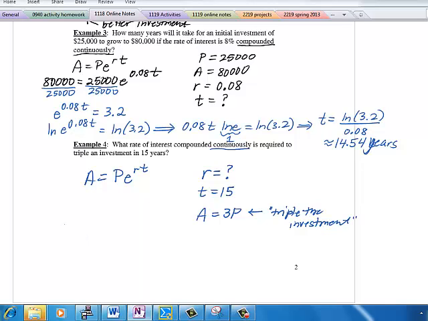So we would want to solve the account balance is 3 times the initial investment, the initial investment, e to the r that we don't know, times 15. So again, the variable that we're solving for is in the exponent, so we eventually want to take the natural log of both sides. We don't want to do that until the e to the 15r is alone. So we've got 3, we'll divide both sides by P. 3 equals e to the 15r.